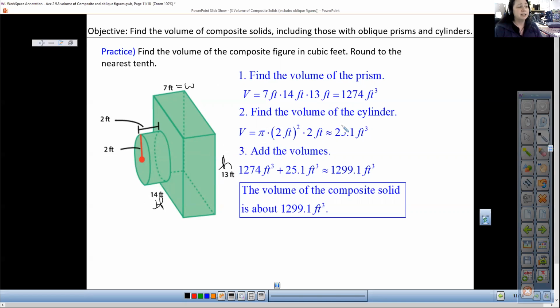And then the volume of the cylinder, we have our radius here of 2 feet. Remember that the height of a cylinder goes from base to base, circle to circle. So that 2 feet there is the height of the cylinder. So you've got pi r squared times height. And this is length times width times height. Then add them together and write your conclusion after you have rounded, in this case, to the nearest tenth.